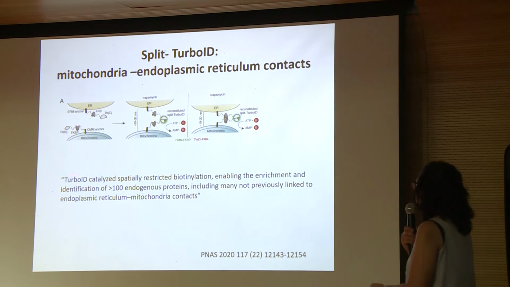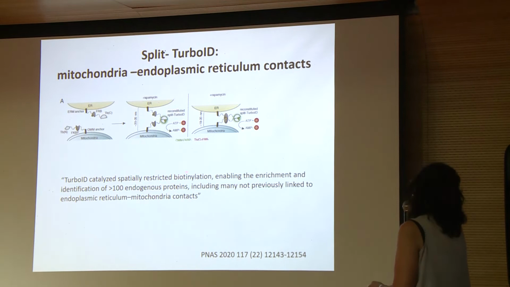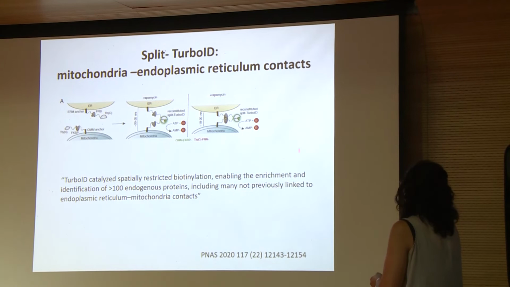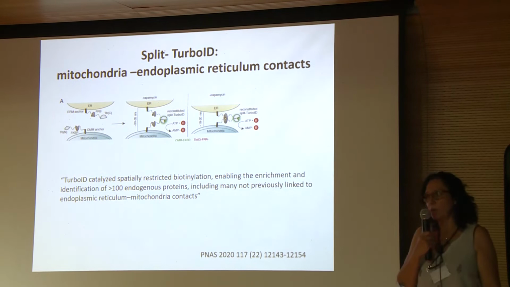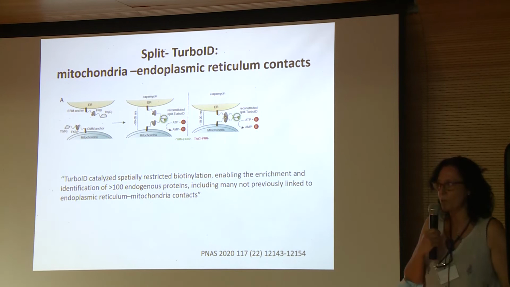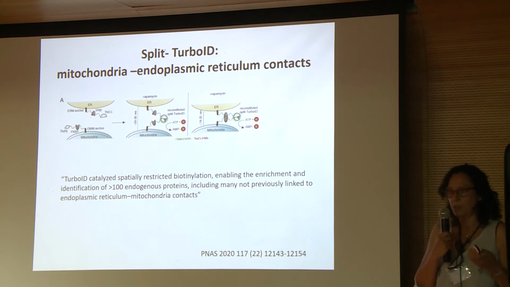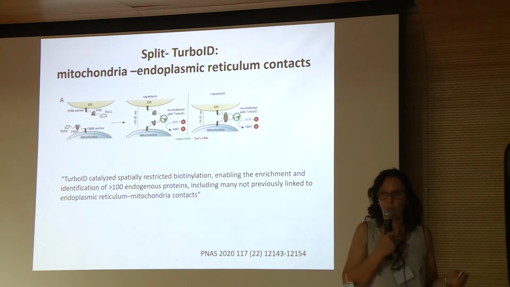Using this strategy, and this is textual, the authors identified 100 enriched endogenous proteins, including many not previously linked to the interaction between the endoplasmic reticulum and mitochondria. The good thing about this strategy, and about discovery proteomics in general, is that you can find things that you would never have looked for if you were relying on previous knowledge or previous hypotheses.